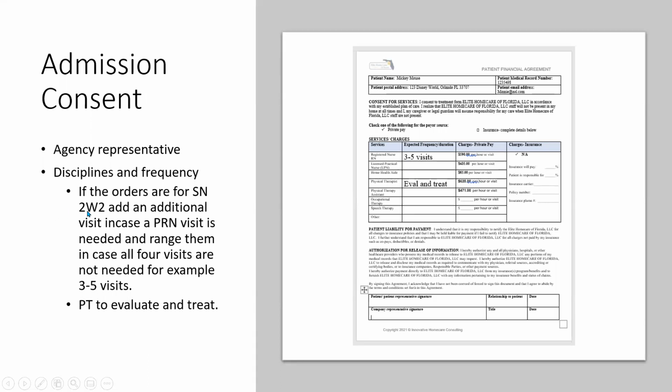And then for the physical therapist, when you're admitting the case, you don't know how many visits that physical therapist is going to need. That physical therapist doesn't know until they go see the patient. So we would simply write eval and treat if it's a case that they're going to receive physical therapy as well.